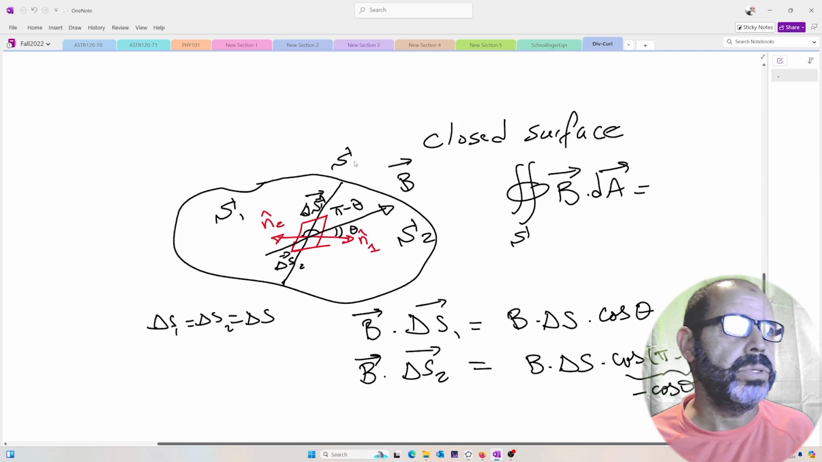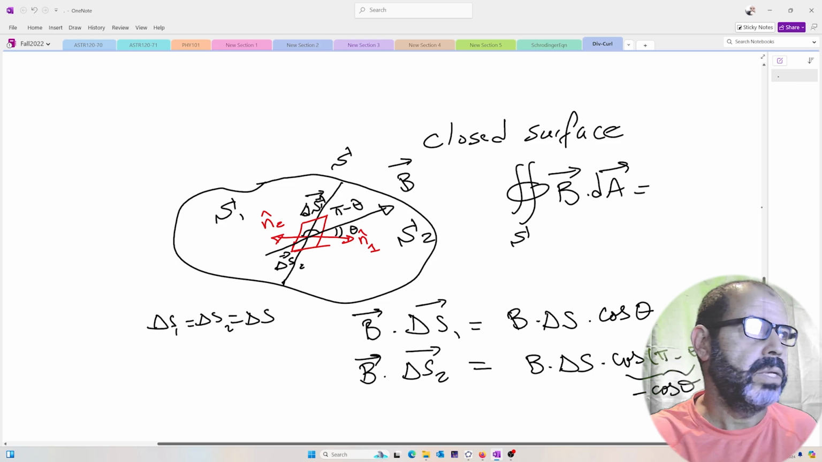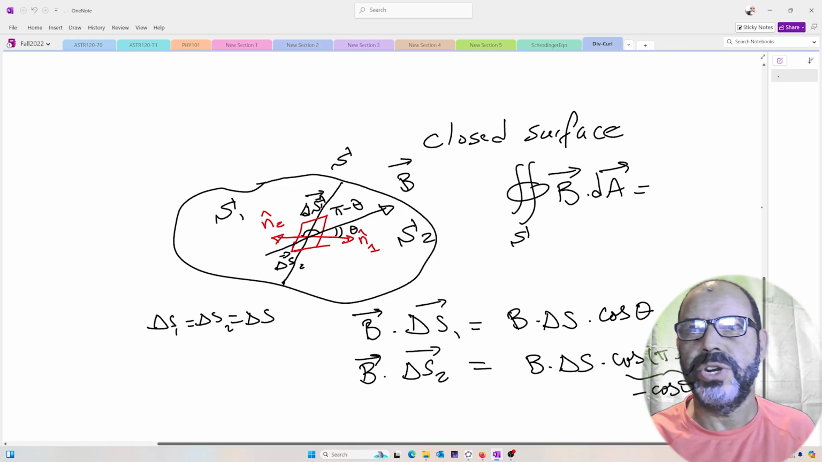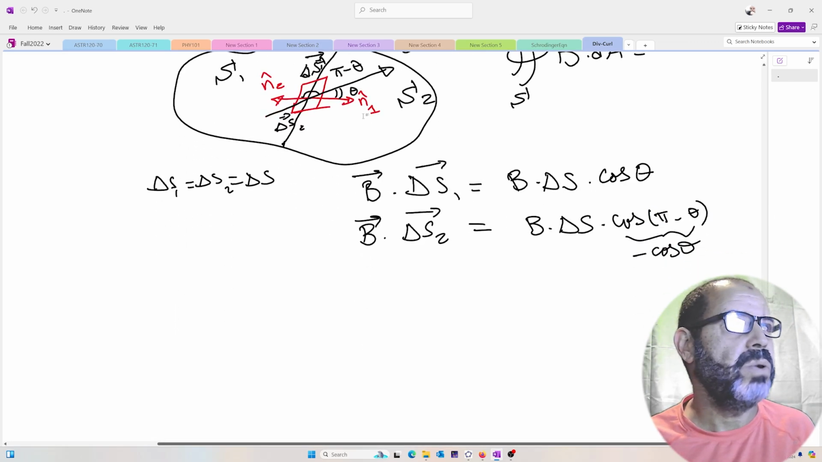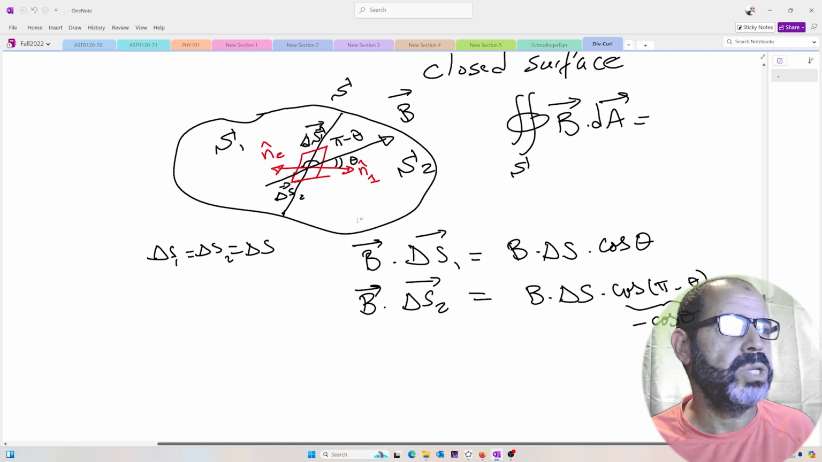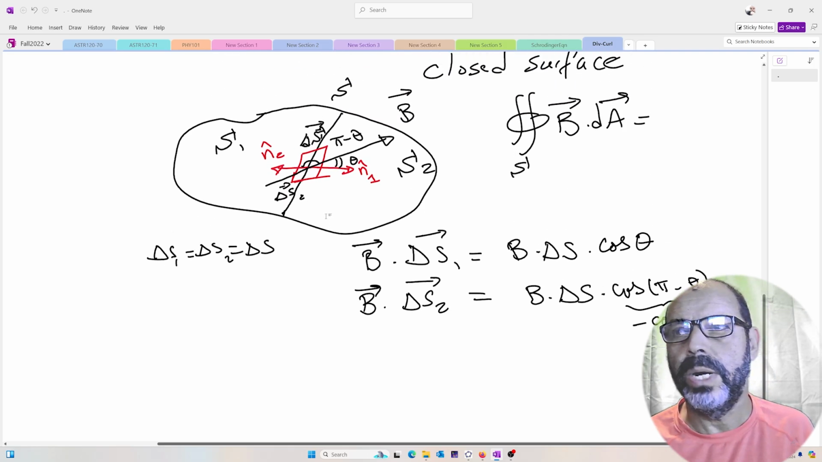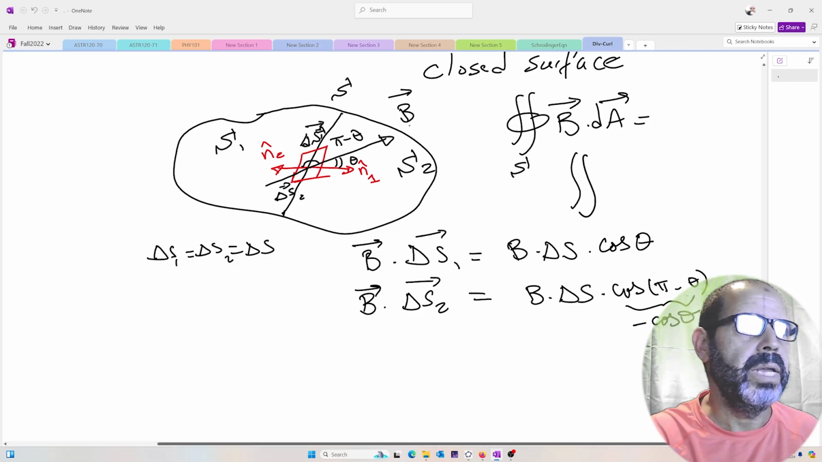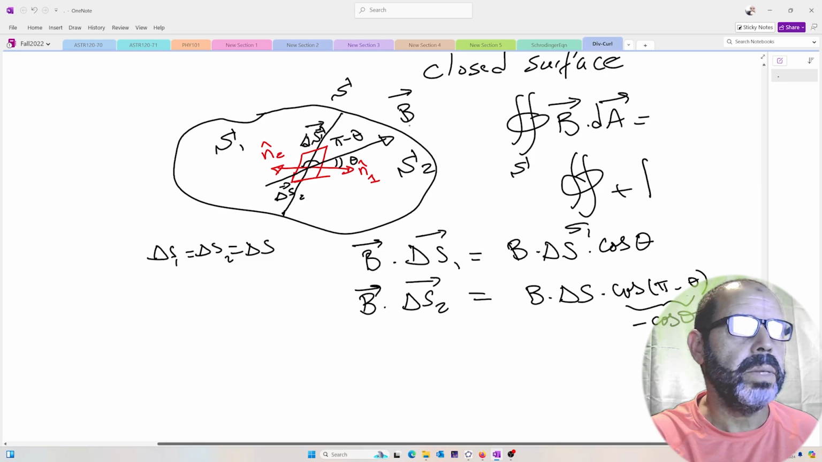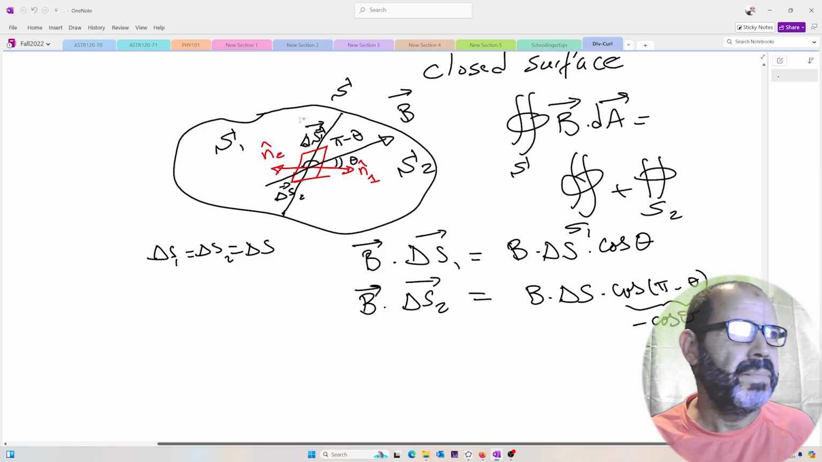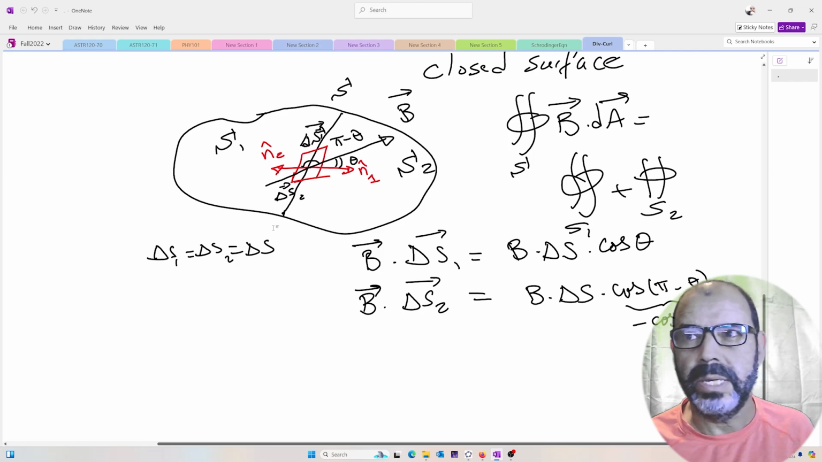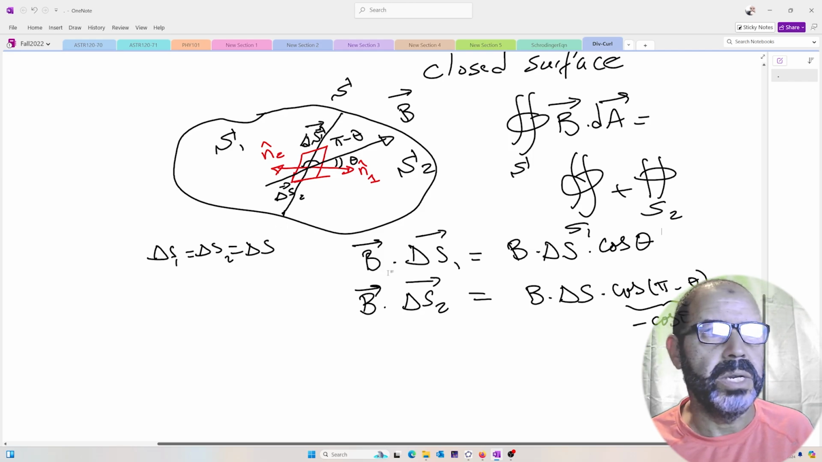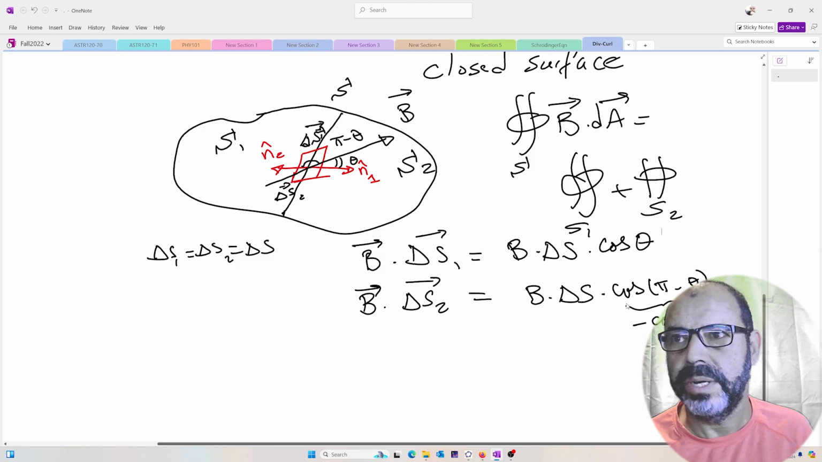In other words, this integral for S1 is just the rest of S1 without where we made the cut, and the contribution from S2 is everywhere except where we made the cut. So when we add them together, they really give me the integral over the entire area, because that's exactly what it is. The entire area is just this portion plus the other portion without where we made the cut. And where we made the cut, it cancels out anyway because of the property of the dot product.